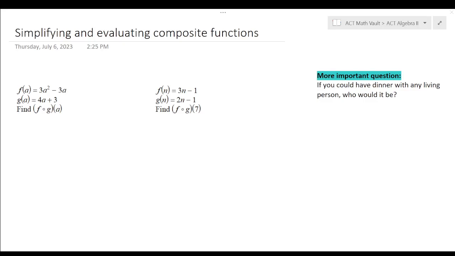Everyone. In this video, I want to talk about simplifying and evaluating composite functions.